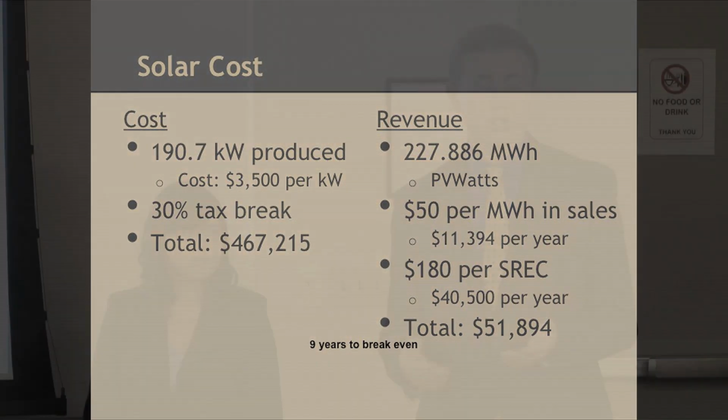Each SREC, which is a solar renewable energy certificate, is earned through the production of 1 megawatt hour. The SRECs can be sold by PSE&G on their own market for an assumed value of $180 per SREC, and with the 228 SRECs in this project, the total revenue will come out to $40,500. Using both the energy sales and SREC sales, PSE&G would accumulate $52,000 in revenue each year, bringing the break-even point in only about 9 years.